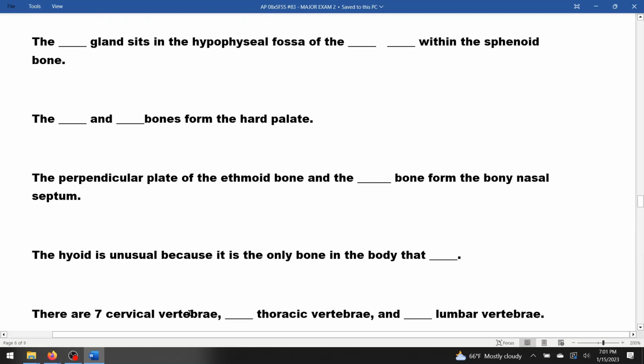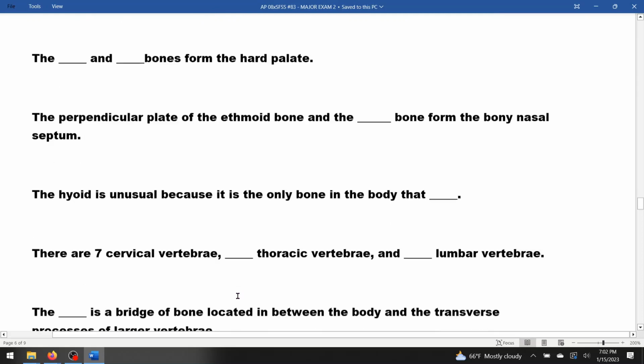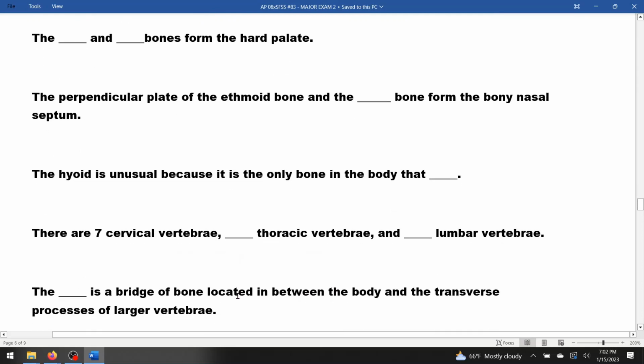There are 7 cervical vertebrae, blank thoracic, well there's 12, and blank lumbar, well there's 5, so 12 and 5. The blank is a bridge of bone located between the body and the transverse process of a larger vertebra. All right, well that's called the pedicle. The pedicle.